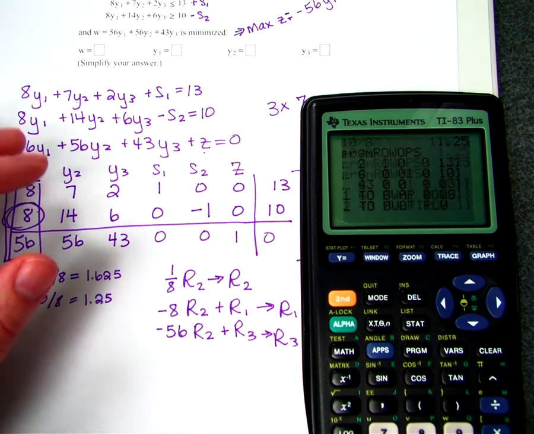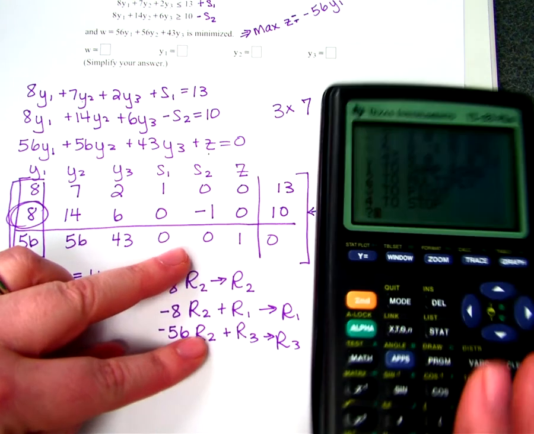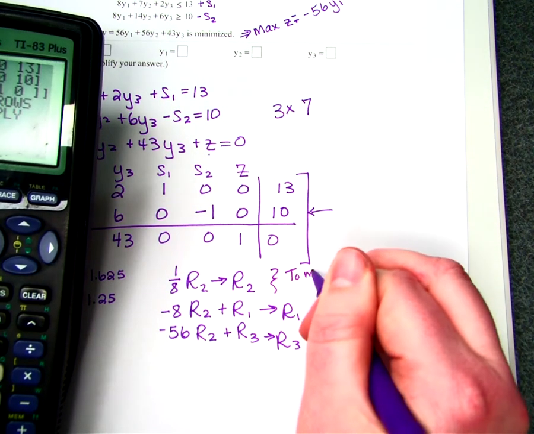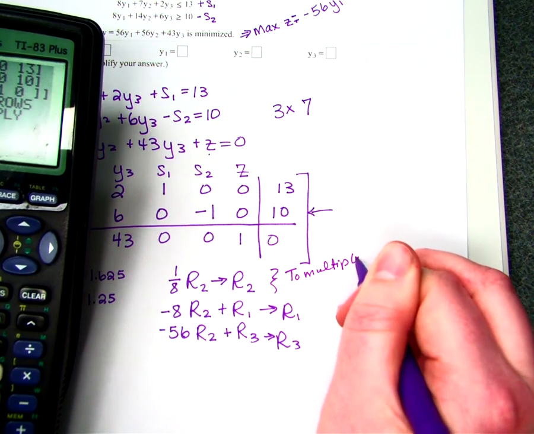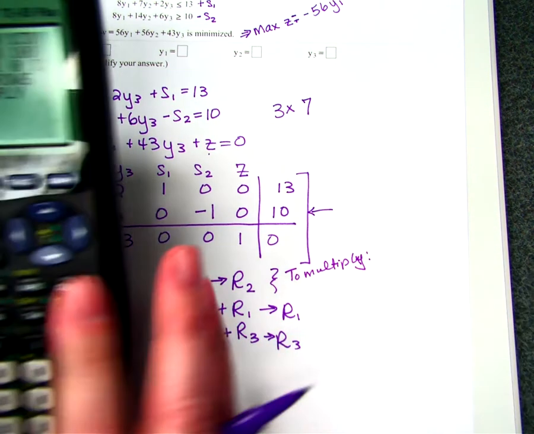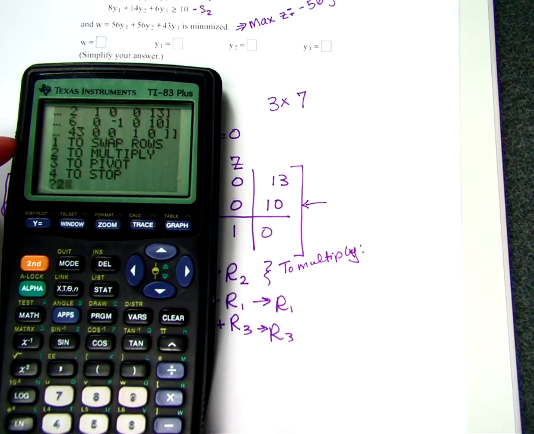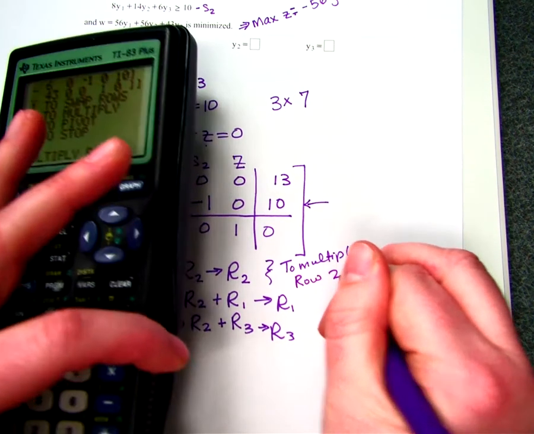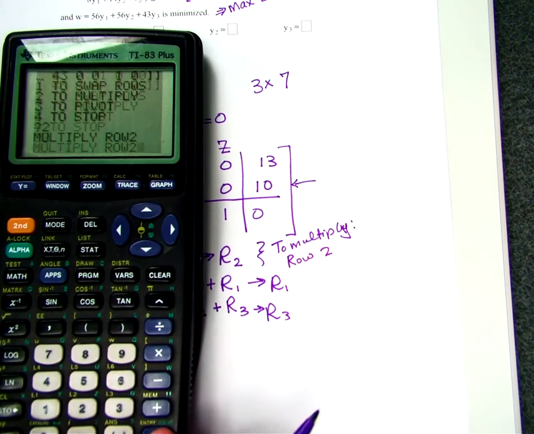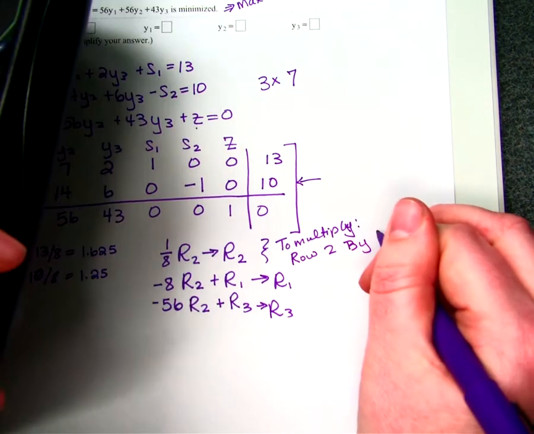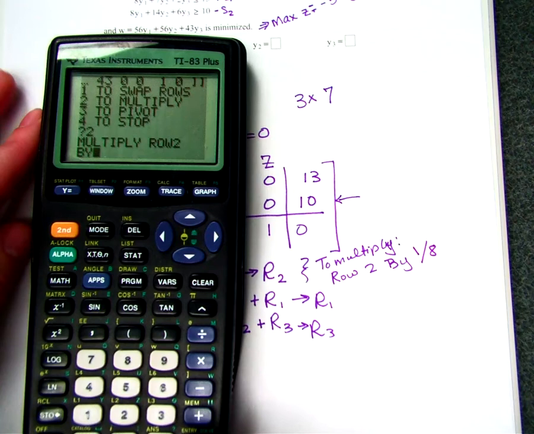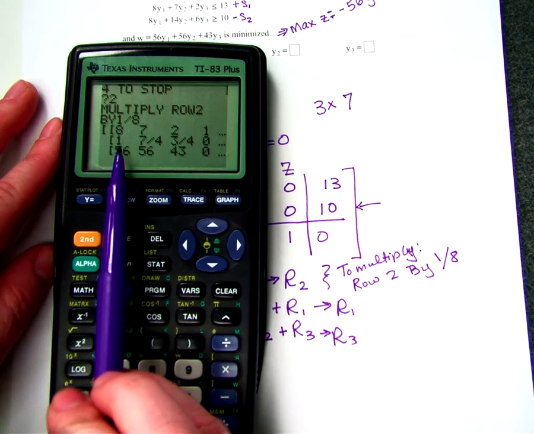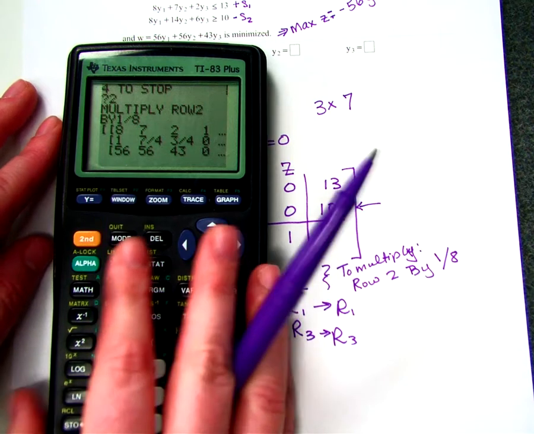So in my calculator, it'll do all of these row operations for me. The first one, where we're trying to get a 1, is in your calculator under to multiply. So what we're doing is choosing the option in our calculator to multiply. That's option number 2, and hit enter. And we are going to be multiplying row 2 by 1/8. So 1 divided by 8. So notice that there's now a 1 in your pivot position.